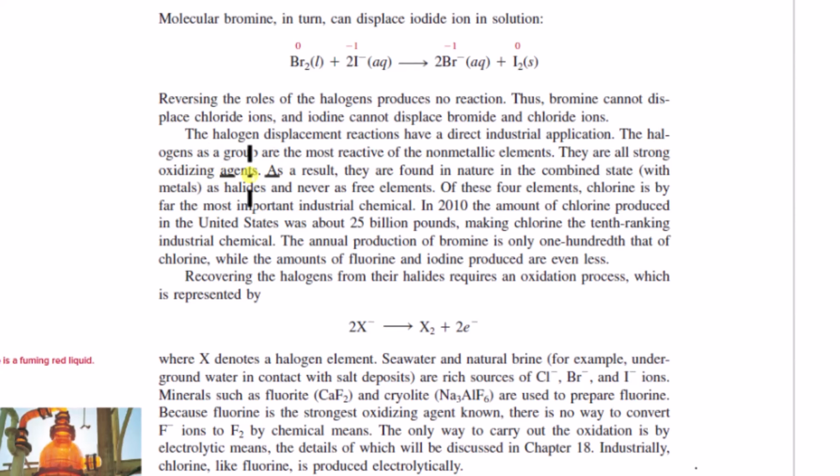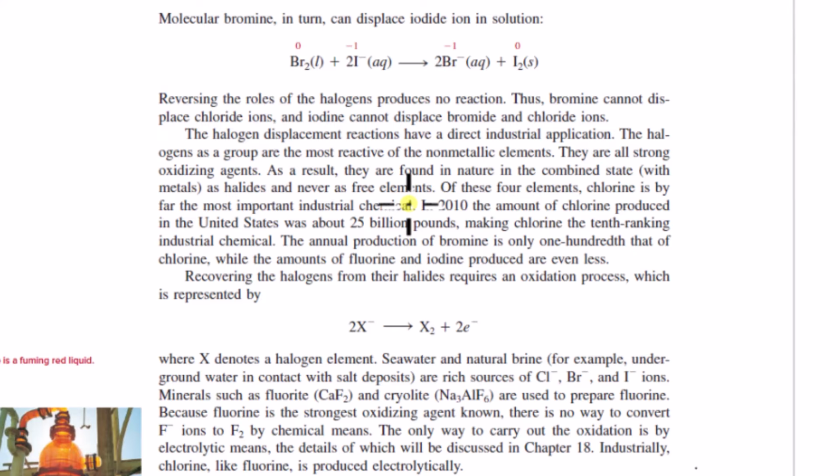Okay, the halogen displacement reactions have a direct industrial application. The halogens as a group are the most reactive of the nonmetallic elements. They are all strong oxidizing agents. As a result, they are found in nature in the combined state with metals as halides and never as free elements. So halogens are used in society for different applications.